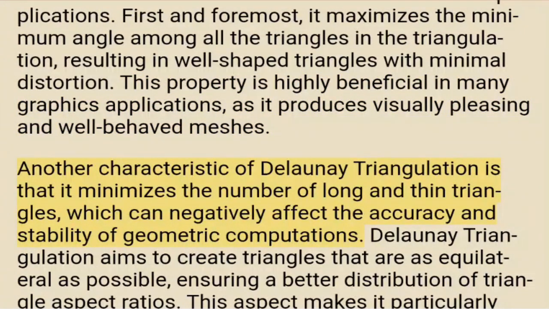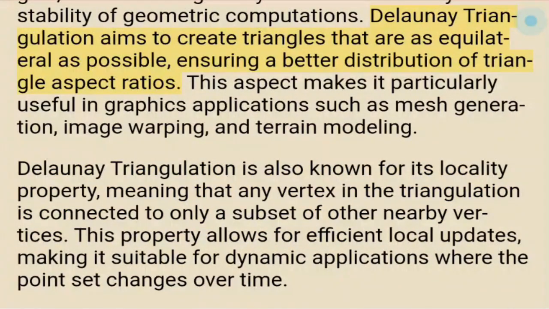Another characteristic of Delaunay triangulation is that it minimizes the number of long and thin triangles, which can negatively affect the accuracy and stability of geometric computations. Delaunay triangulation aims to create triangles that are as equilateral as possible, ensuring a better distribution of triangle aspect ratios. This aspect makes it particularly useful in graphics applications such as mesh generation, image warping, and terrain modeling.